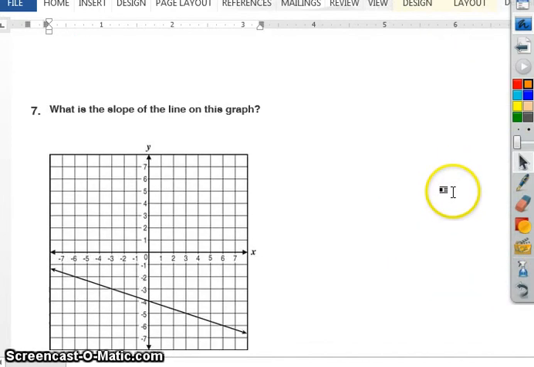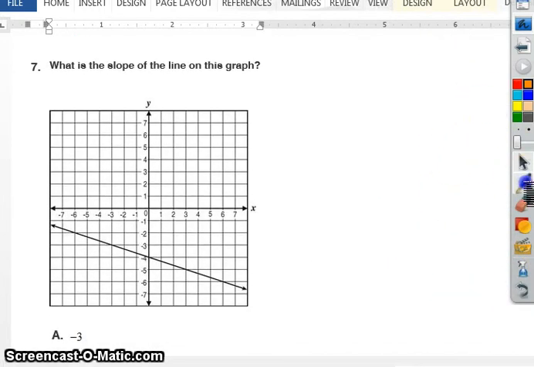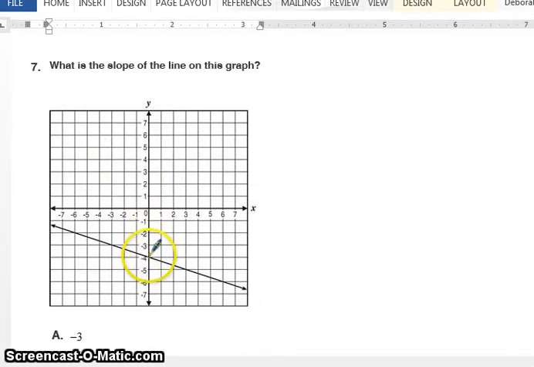Number 7, what is the slope of the line on this graph? Let's look for an exact point. I'm thinking that looks like 1. I think that looks like 1. Okay, we got a couple. Wherever you start on the left.